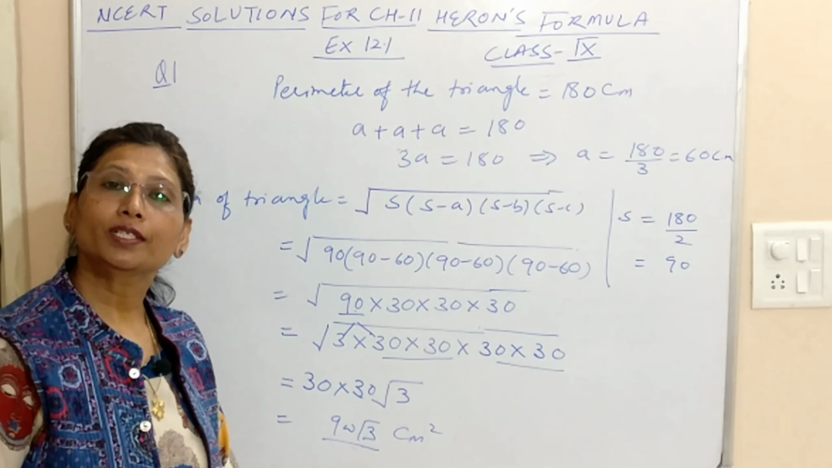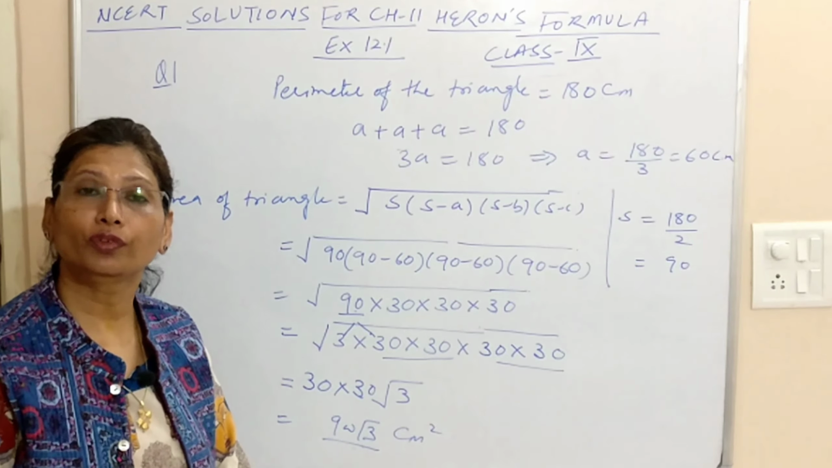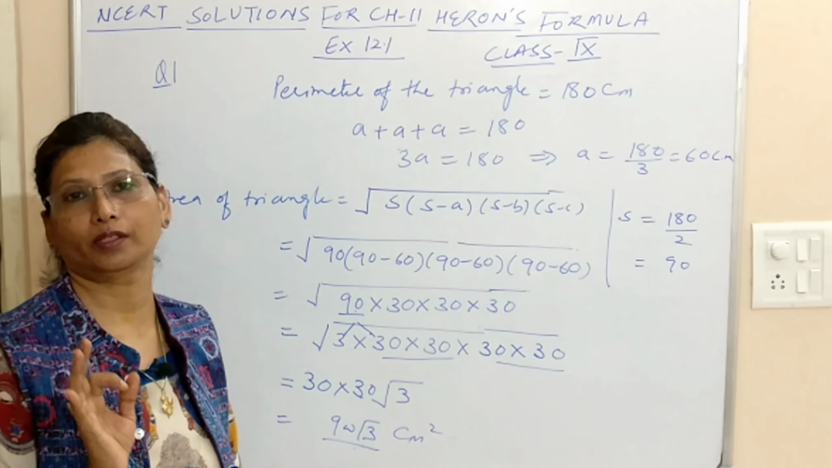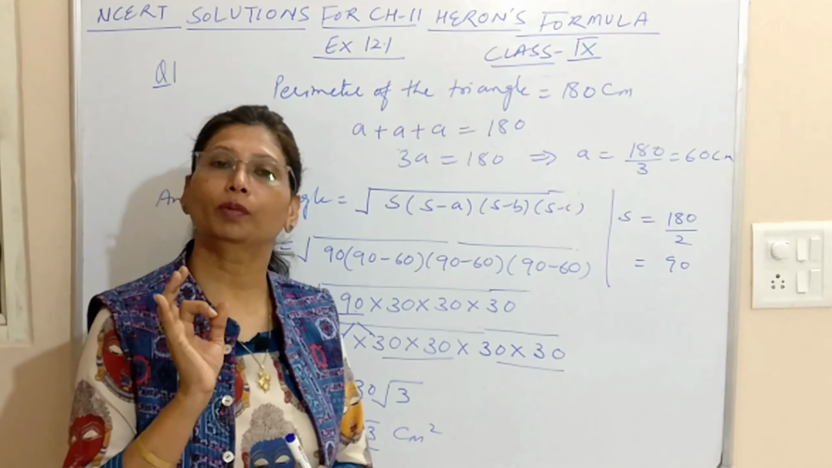So I hope this question is clear. We don't need to keep the value of √3. यहाँ तक भी हम अपने आंसर को छोड़ सकते हैं. आंसर हमारा absolutely correct है. ठीक है. इसके बाद हम लेंगे क्वेश्चन नंबर 2.